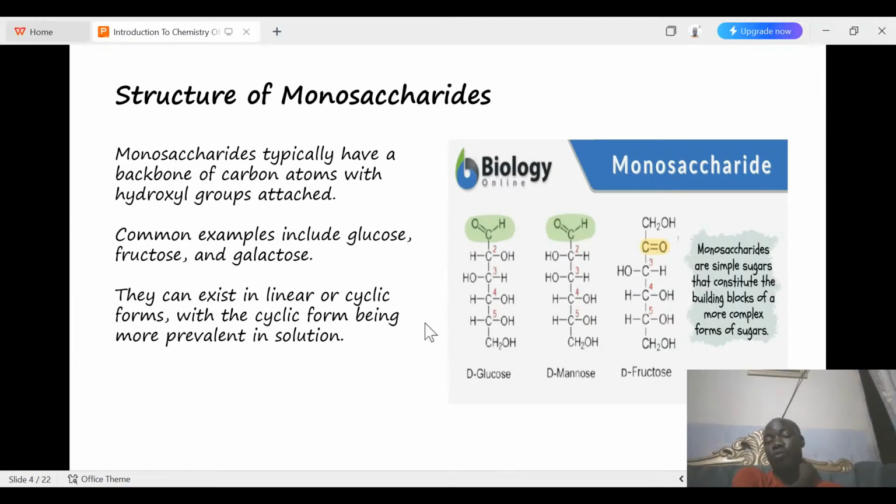So, now, what is the structure of monosaccharides? We are starting with the structure of the monosaccharides.